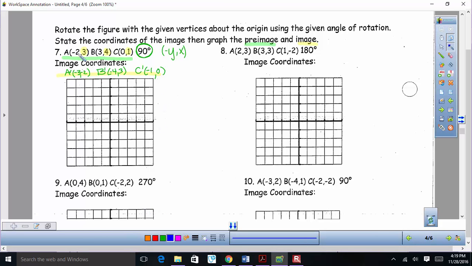Now, I suggest you graph in different colors. So I'm going to graph A, B, and C first. So A is going to be at negative 2, 3. B is going to be at 3, 4. And C is going to be at 0, 1. So we're going to connect all of those.